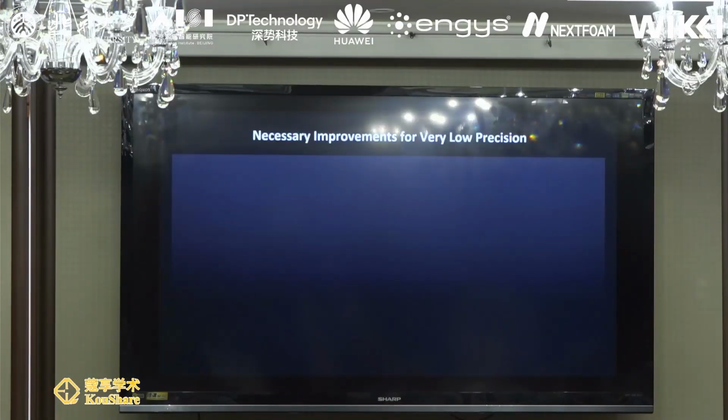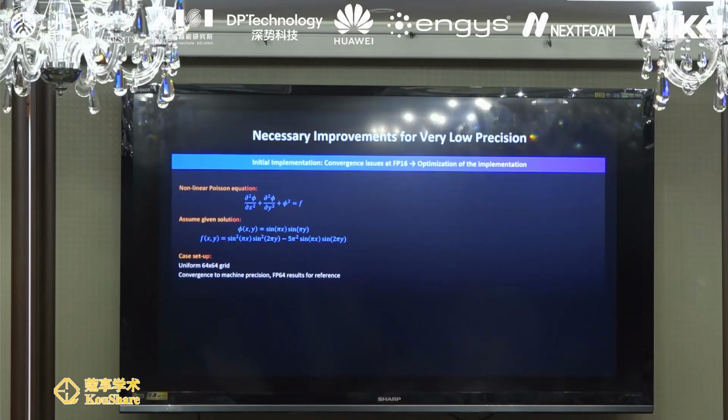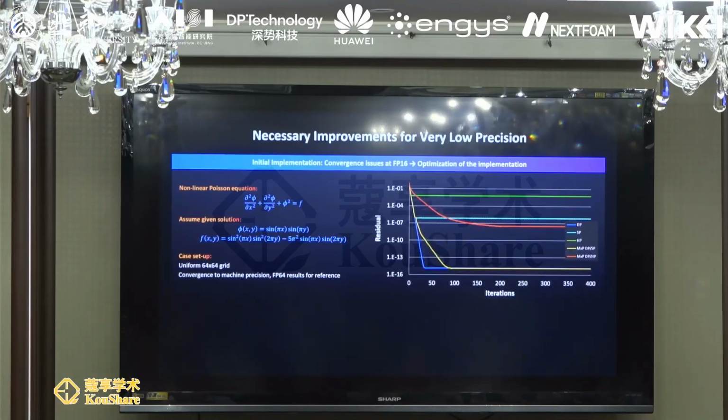I'm going to show some initial results, the first implementation of this algorithm that we obtained. Before going to OpenFOAM, we started with a nonlinear Poisson equation with just one equation. We used a manufactured solution to get an exact solution. It was easier for us to understand the behavior of the overall approach. We solved this problem on a 64 square grid in 2D, and we were trying to reach FP64 accuracy. On the graph here, I'm plotting the residual as a function of the number of iterations.